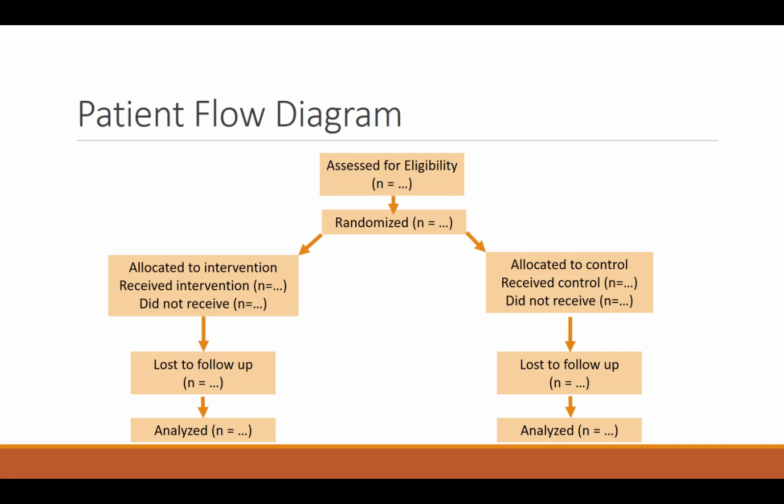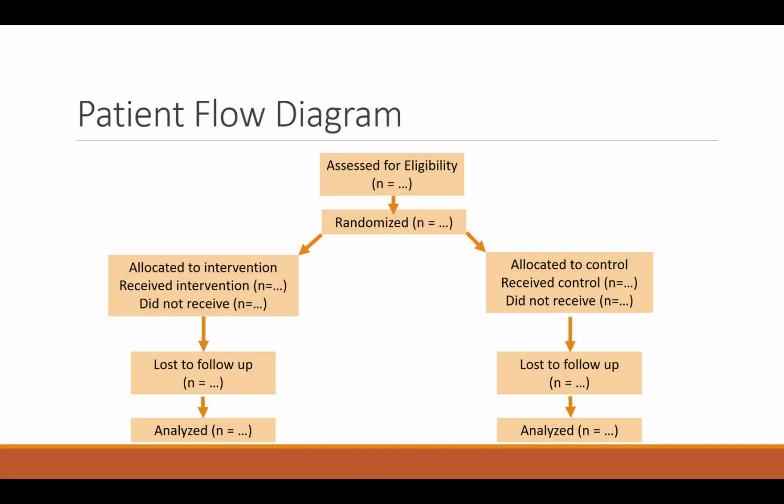Loss to follow-up is a very important consideration in randomized controlled trials because we want to be sure that we get outcomes data on everyone that we enroll in the study. We use patient flow diagrams in randomized controlled trials to account for every single patient that was enrolled in the study. So at the top of this diagram is how many patients we first assessed for eligibility. So these should be patients that meet our inclusion and exclusion criteria. And only after meeting those criteria do we randomize them into 2 or more groups, depending on our study.